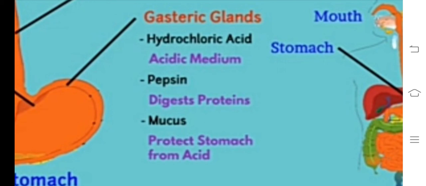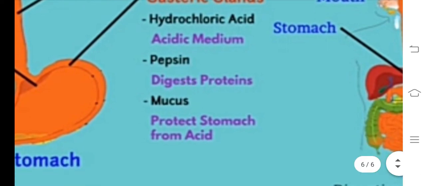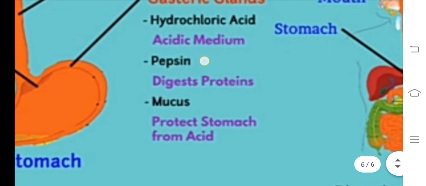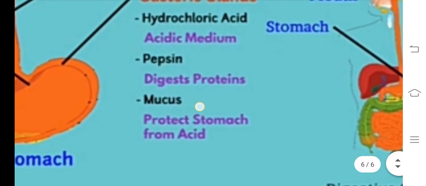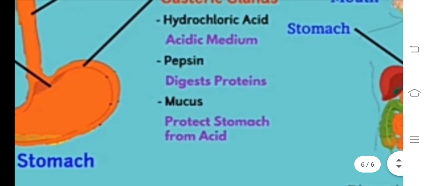In addition to that, what is the function of HCl, ma'am? HCl helps to kill the bacteria which are present in the stomach. And a very important point, there is a thin layer in the stomach called mucus. The mucus is a thin layer present in the stomach, called the mucous membrane. It protects the stomach from the acidic effect of HCl.